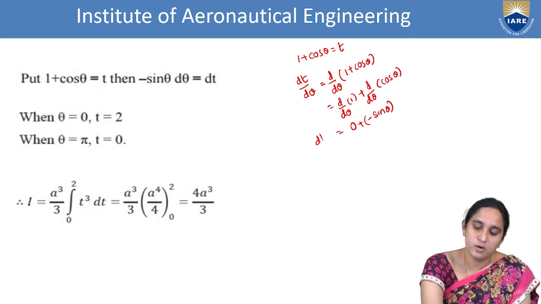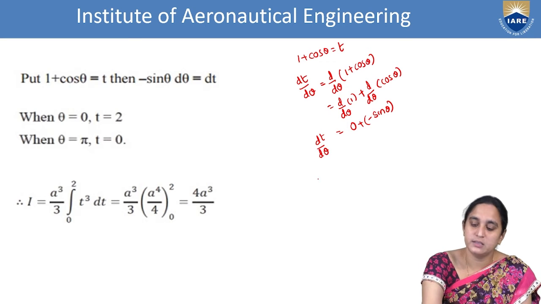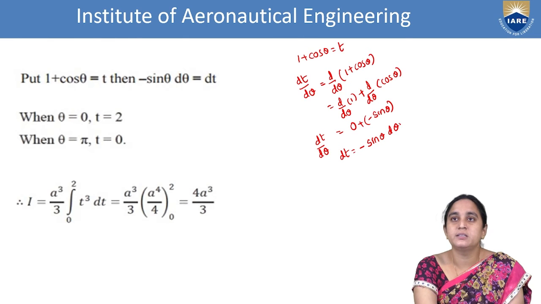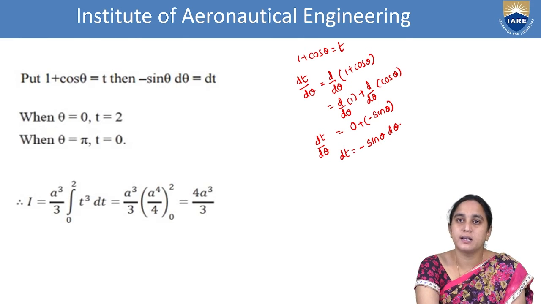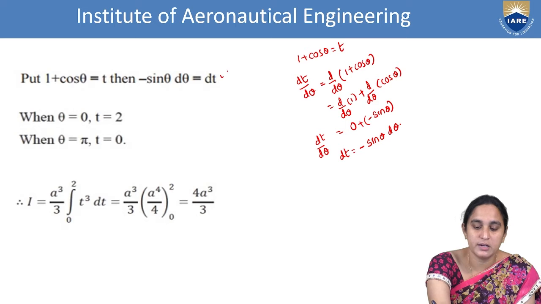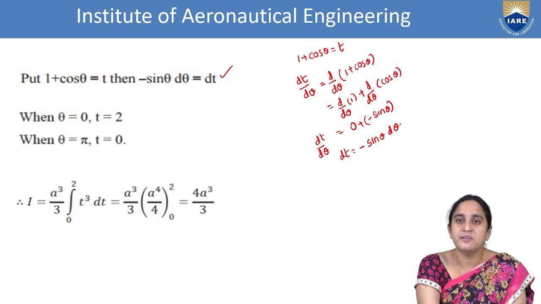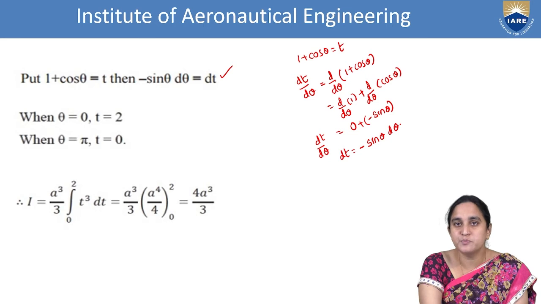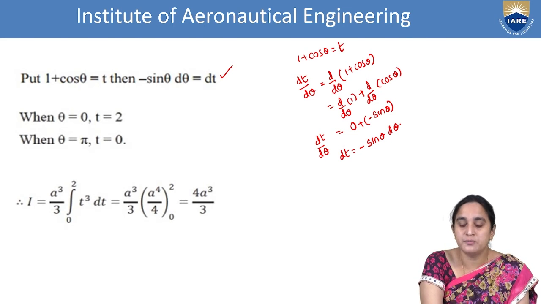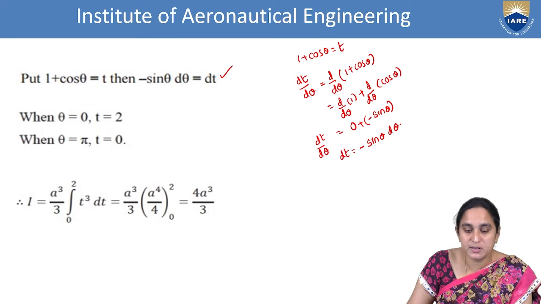This is equal to dt by d theta. From that, dt is equal to minus sin theta d theta. If we are converting each and every variable in terms of t, now I'll convert the limits also in terms of t. But here, what are the limits for theta?